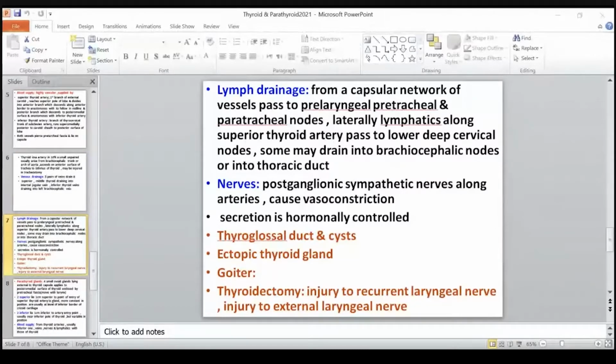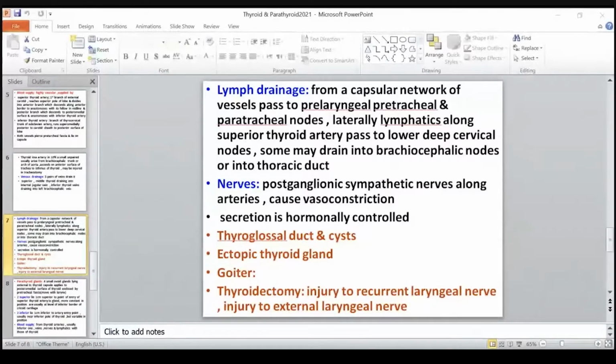To diagnose goiter is simple: just ask the patient to swallow. If the mass moves with swallowing, this means it is within the thyroid gland, so it is goiter. If it doesn't move, then this means it is outside the thyroid gland.